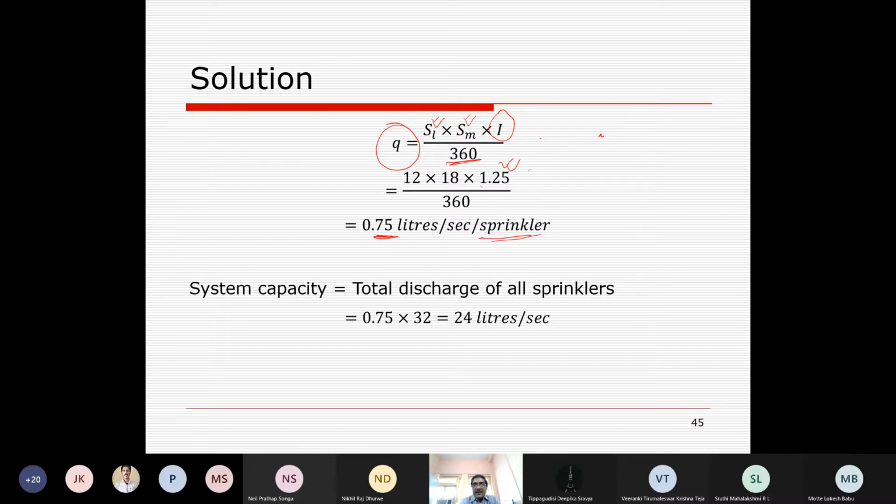This is a sprinkler. So what will be the system capacity Q? We have total number of how many sprinklers? Two lines are operated, each has 16 sprinklers. So there are a total of 32 sprinklers here, and individual sprinklers give a discharge of 0.75. So it will be a total of 24 liters per second that should be the capacity of the system. Means it should operate in such a way that 24 liters per second of irrigation is applied. Is it clear?